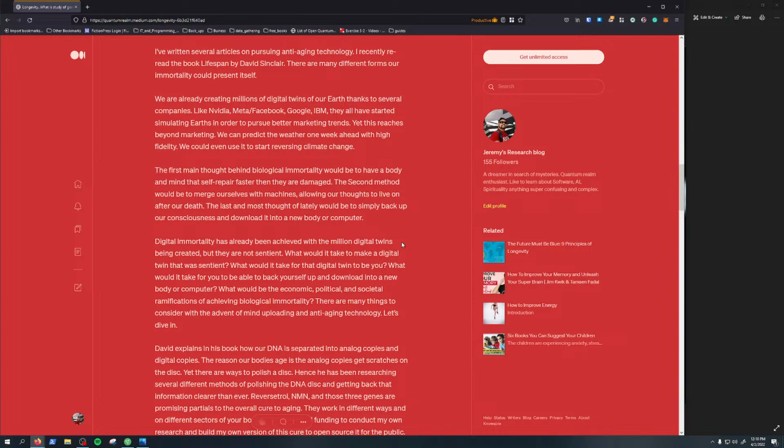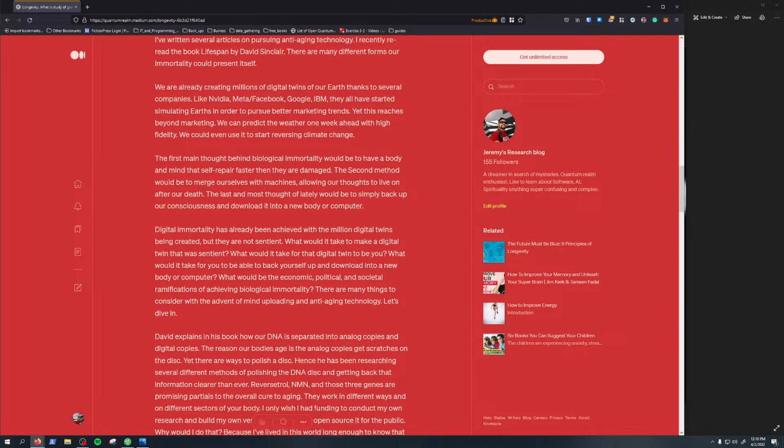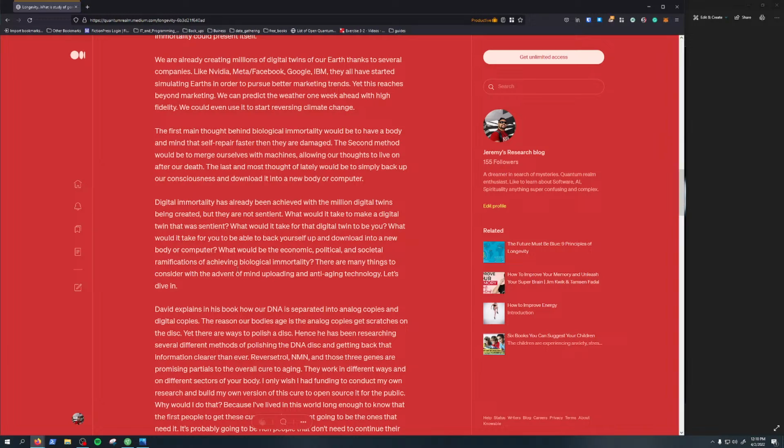So yeah. Second method would be to merge with machines, allowing our thoughts to live on after our death. And last, the most thought of lately would be to back up our consciousness and download it to a new body later on in the future. Digital immortality has already been achieved with millions of digital twins being created, but they are not sentient just yet.